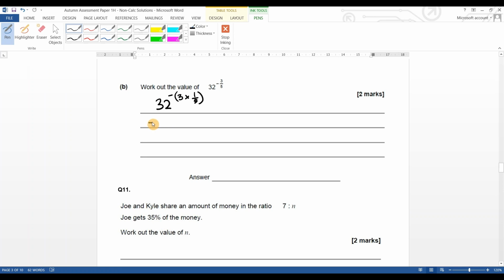So that's the same as 1 over 32 to the power 3 times 1/5, okay, which is 1 over 32.